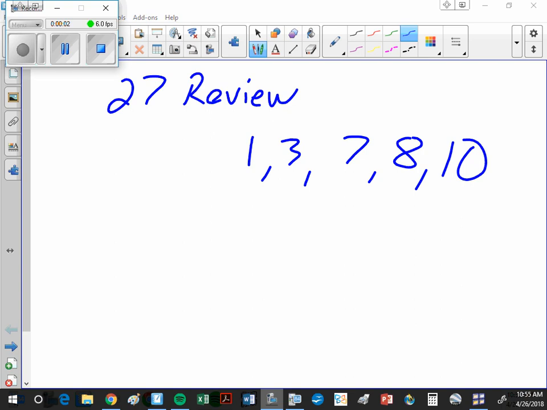Okay, 27 review. 500 draws are made at random with replacement from a box of numbered tickets. 276 are positive. Someone tells you that 50% of the tickets in the box show positive numbers. Do you believe it?